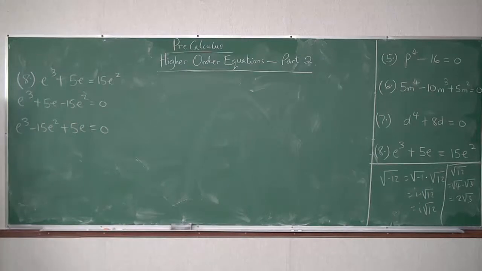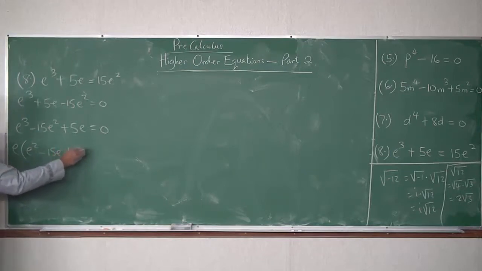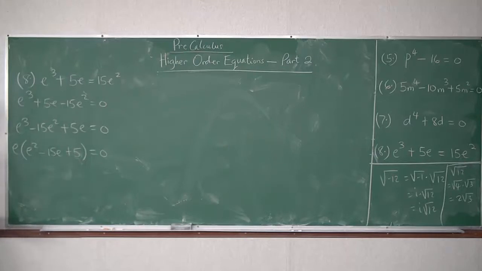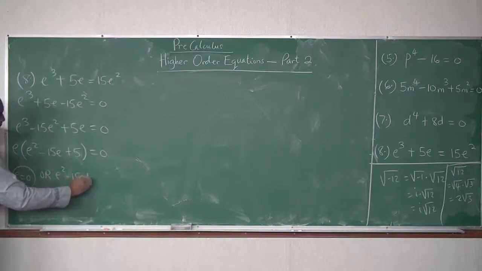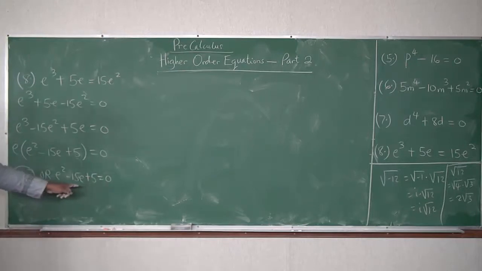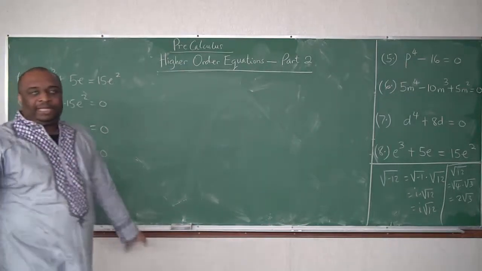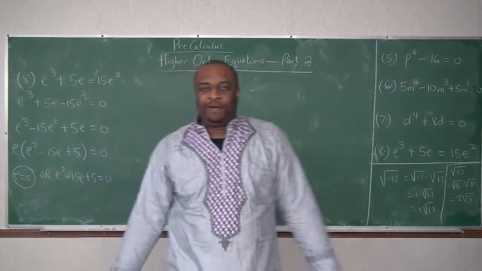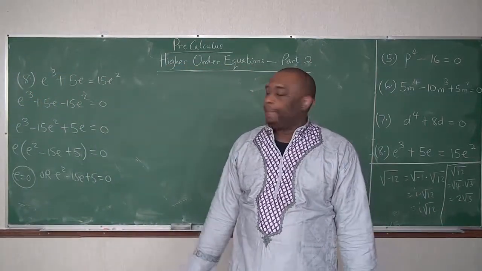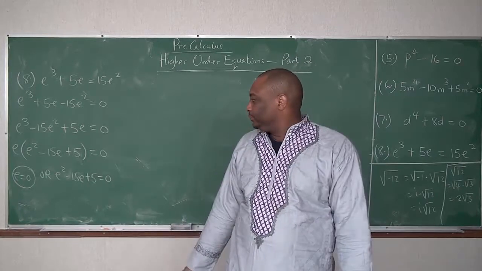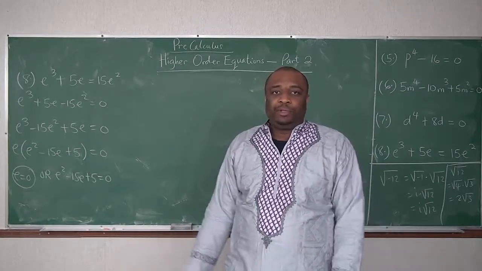We factor by GCF. E squared minus 15E plus 5 equal to 0. So we have E equal to 0. This is 1 root, or E squared minus 15E plus 5 equal to 0. Now let's look at this now. E squared, 1 and 5, no. Negative 1, negative 5, no. That's about it. So we have to do it by what?